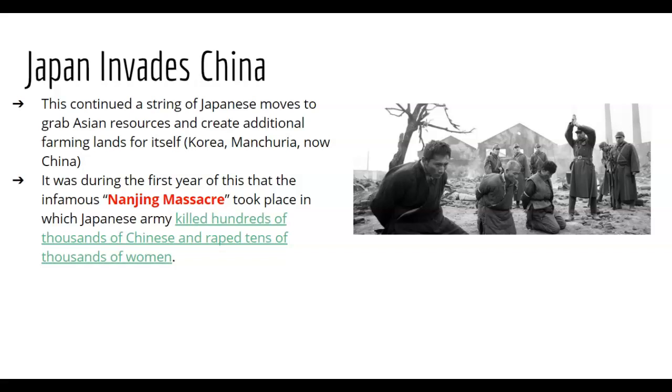Hundreds of thousands of Chinese are killed. Tens of thousands of Chinese women are raped by Japanese soldiers. Again, the brutality of all this is just off the scale. It's hard to see how human beings can do these sorts of things to other human beings. I won't get into great details here.